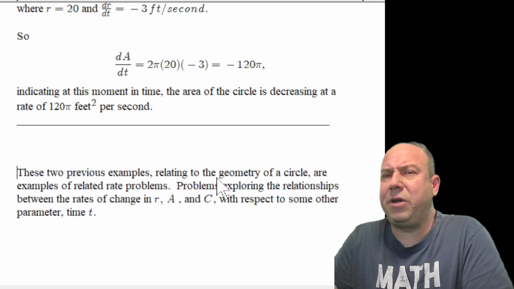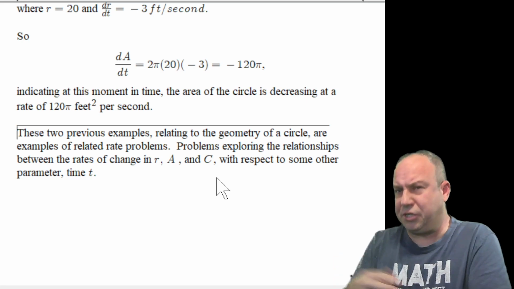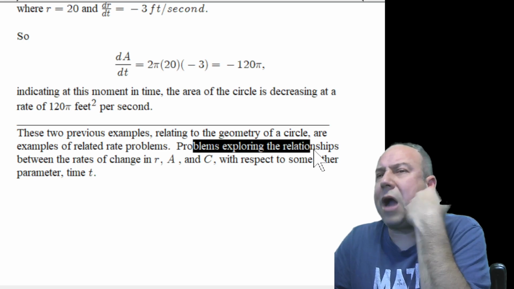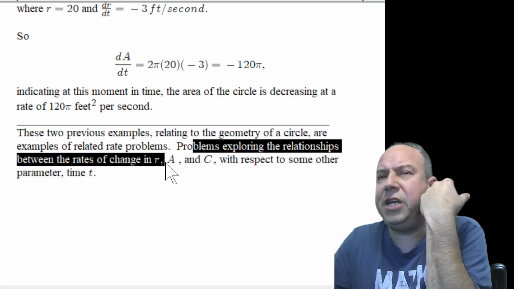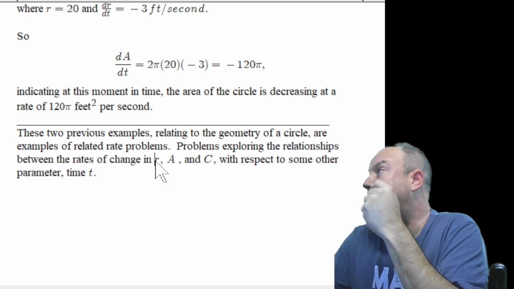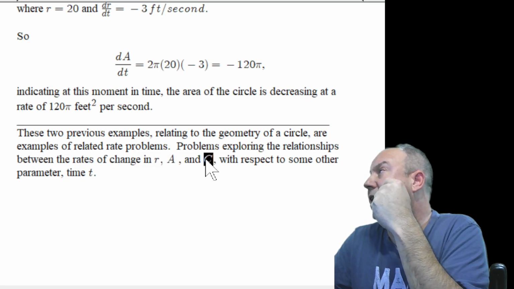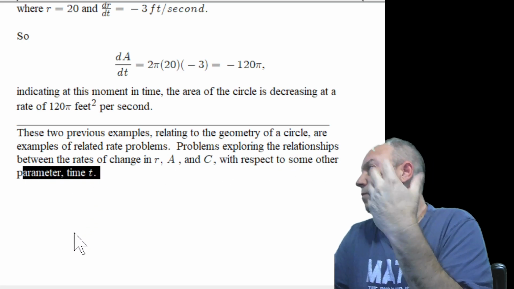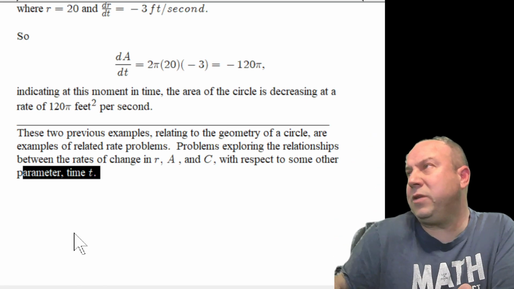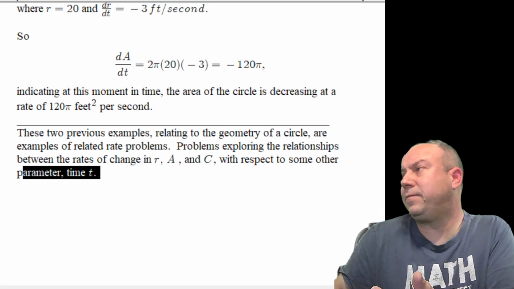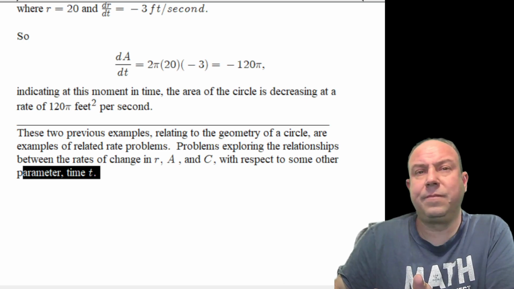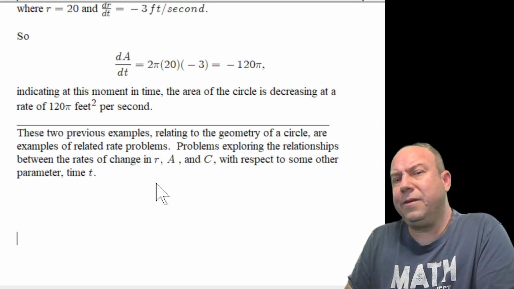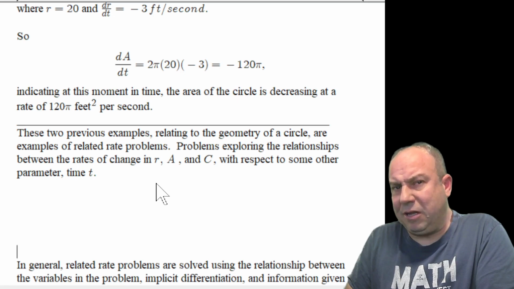Again, these two previous examples relating to the geometry of a circle are examples of related rate problems. They're problems exploring the relationships between the rate of change in r, A, and C, the radius of a circle, its area, and its circumference, all with respect to some other parameter, which in this case we use the parameter of time t. This is an example of a related rate problem.